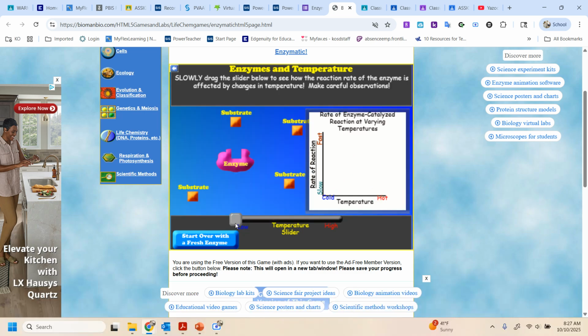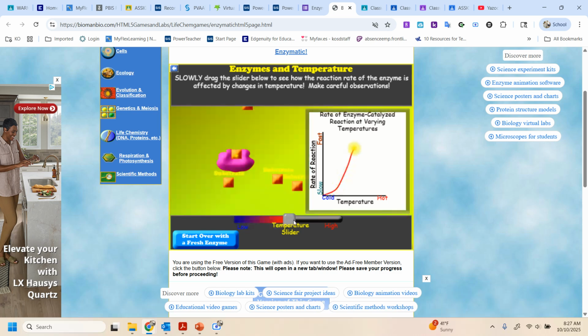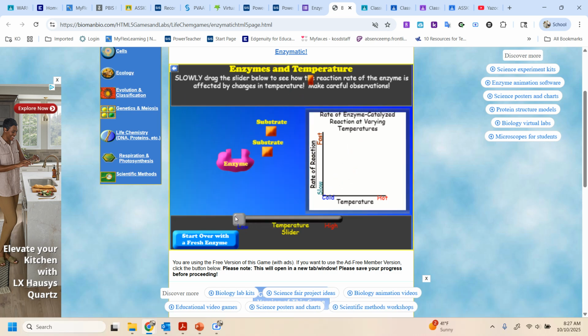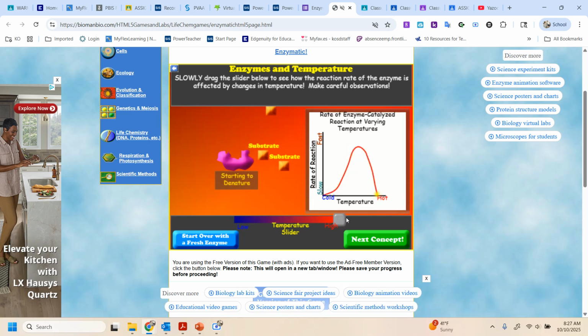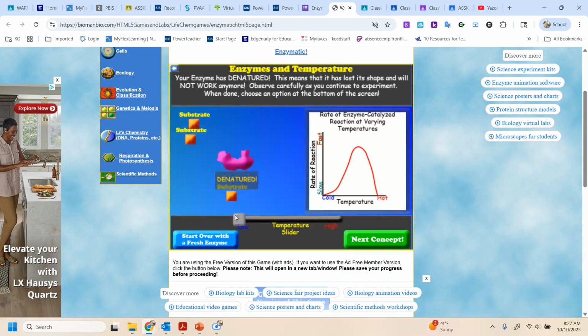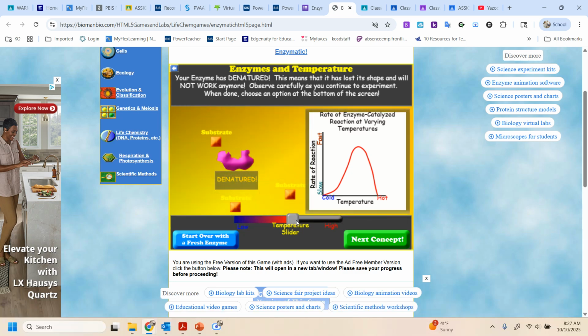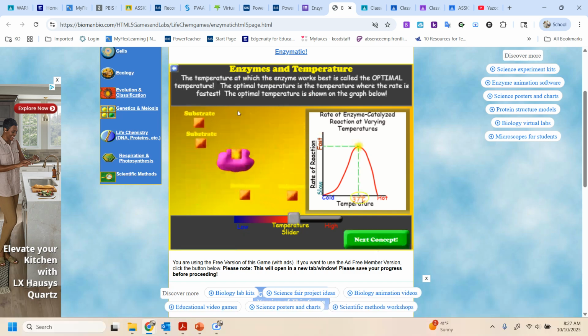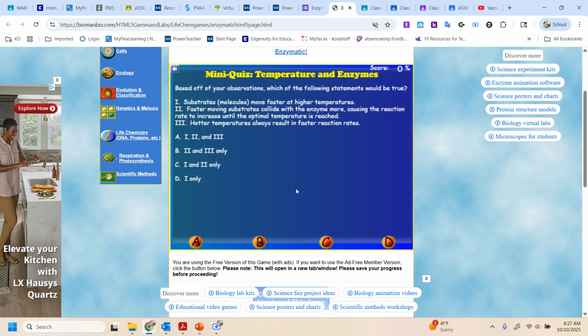So I'm going to start over and see if when I go to the lowest, if it denatures it. Oh, no, it just is so cold that nothing's happening. If I go really high and bring it back down to low, it's still denatured. It doesn't matter. I ruined it. So if you look at this concept, it says the temperature at which the enzyme works best is called its optimal temperature. Basically, that right here on the graph is where it's working the fastest, at the highest rate of reaction. So this first question asks you, based on your observations, which of the following statements would be true?